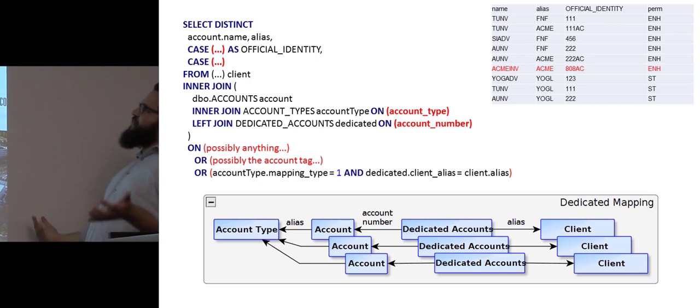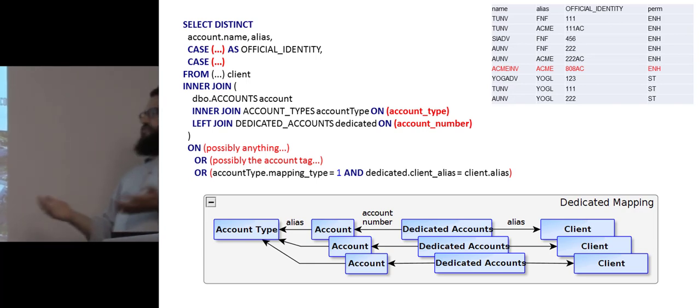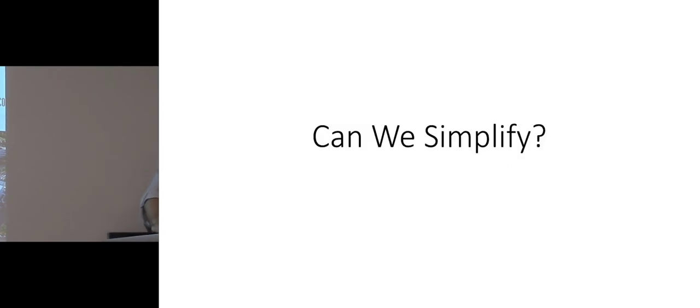There are certain accounts that are dedicated. For instance, Acme inventory. Things that need to be mapped directly, clients that need to be mapped, or accounts that need to be mapped directly to clients. So we have this kind of variation as well. These are abstract mappings. So, okay, fine. We have all of these wonderful abstract mappings, and we have this gigantic beast of a query. How do we make this understandable?